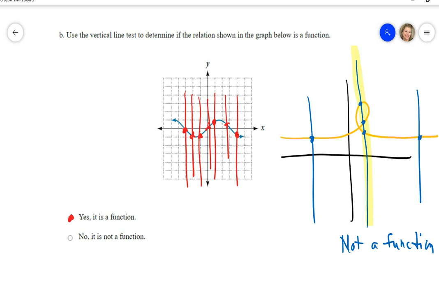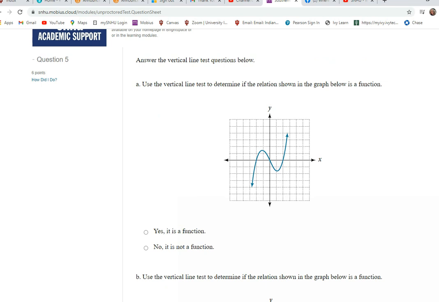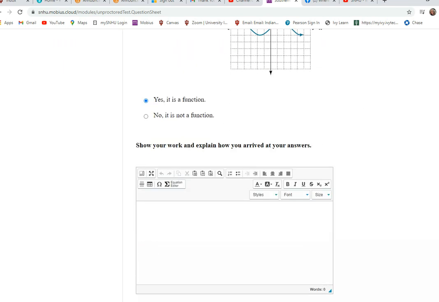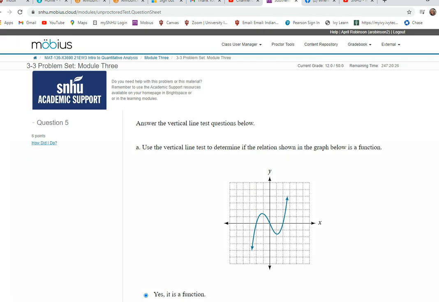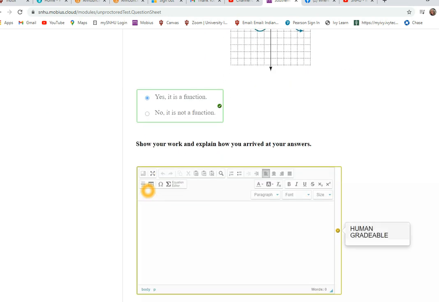All right. So if I go back to the problem, I clicked yes, it is a function. And yes, it is a function. And then you're going to have to come down here and tell me why. And when I hit how did I do, it should tell me that those two questions are correct. Green and green. And then this says human gradable. I would be the human that will be grading that part. So anyway, functions. There you go.